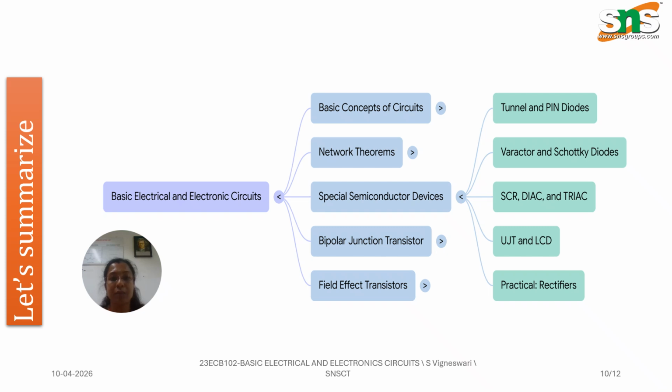Let us quickly summarize what we have learned today. Diac is a two-terminal bidirectional device that conducts only after reaching the breakover voltage. It operates symmetrically in both directions and is mainly used for triggering the TRIAC in AC power systems. Its switching behavior makes it very useful for practical applications like dimmer circuits and speed controllers.